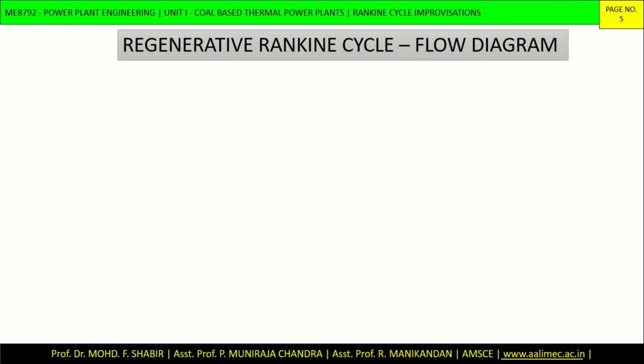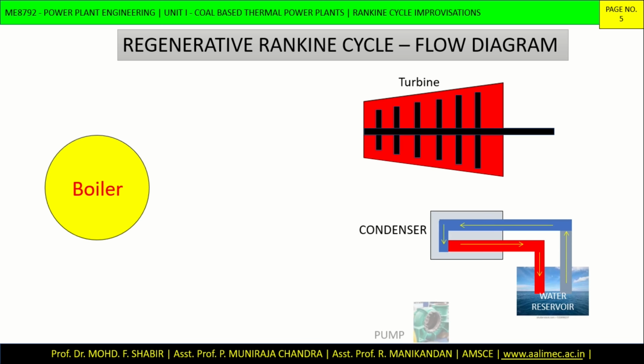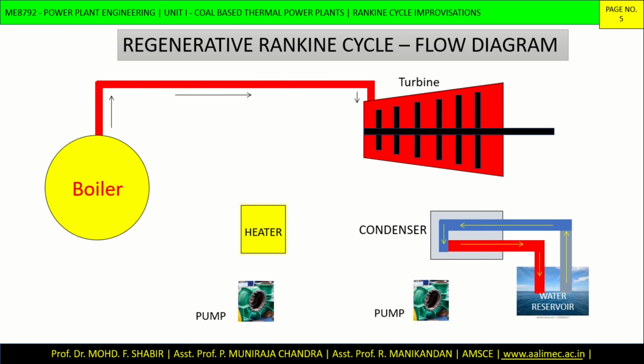Next, we will discuss about regenerative Rankine cycle. The main components are boiler, turbine, condenser, pump, heater and a pump. The steam is supplied from the boiler to the turbine. The mass taken is 1 kg. In an intermediate state, a part of steam is extracted and supplied to the heater. The mass is m kg sent to the heater.